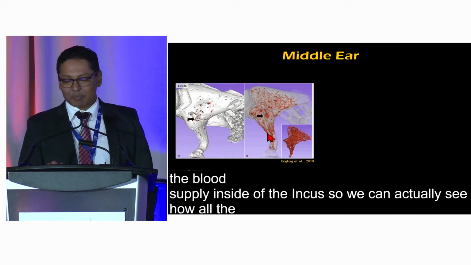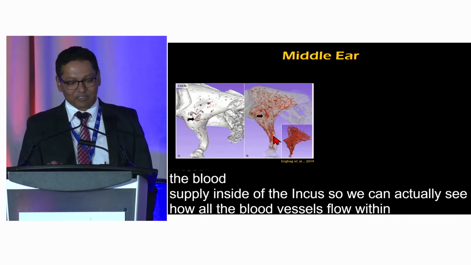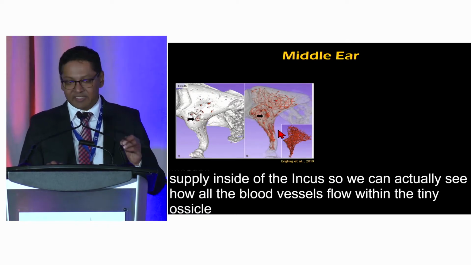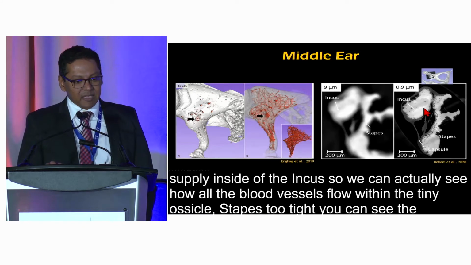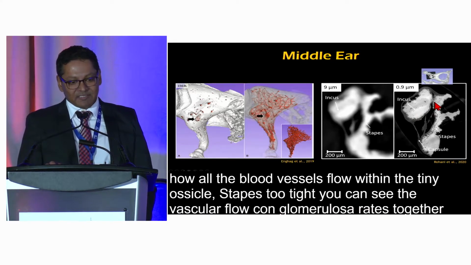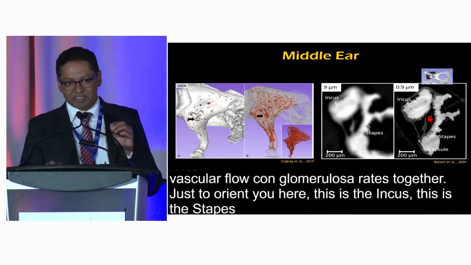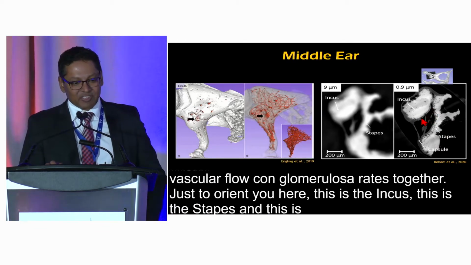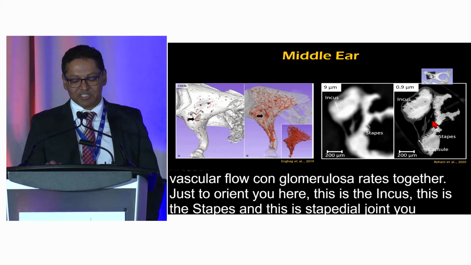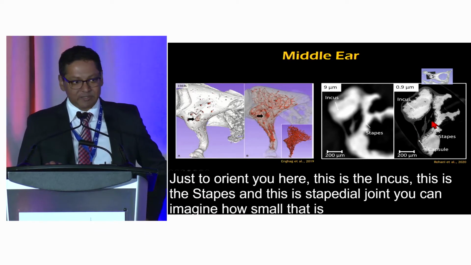And this is why we don't crimp our stapes too tight. You can see where the vascular flow all conglomerates together. Just to orient you here, this is the incus, this is the stapes, and this is the incudostapedial joint. So you can imagine how small that is. At this point, we're seeing the entire joint capsule and even the soft tissue within the incudostapedial joint.